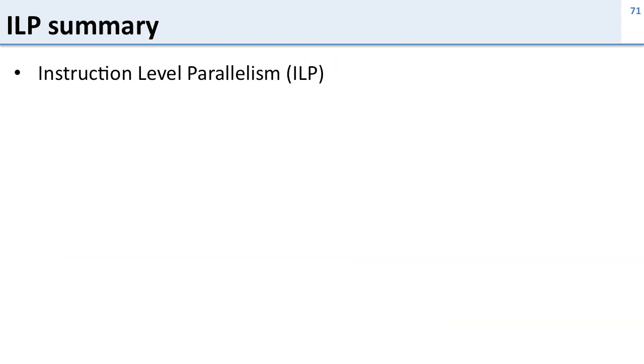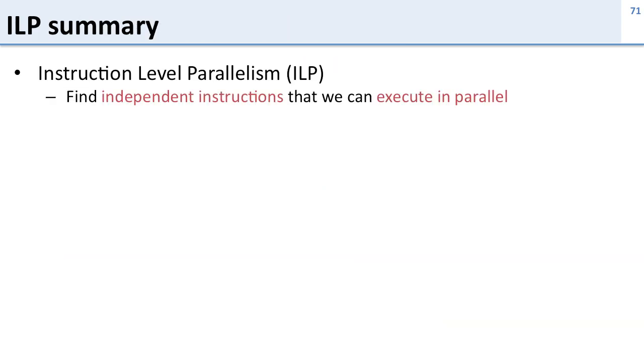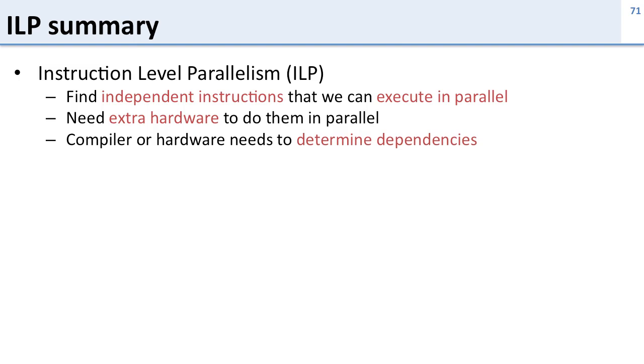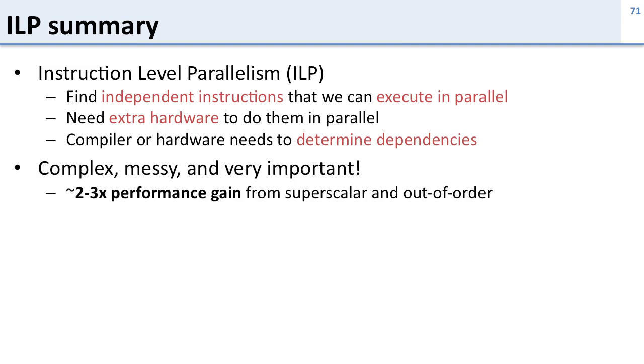So to summarize instruction level parallelism, the idea here is to find independent instructions that we can execute in parallel by adding more hardware. The compiler or the hardware needs to determine which instructions are dependent so we can figure out which ones are okay to do in parallel. This is really complex, really messy, and very important.